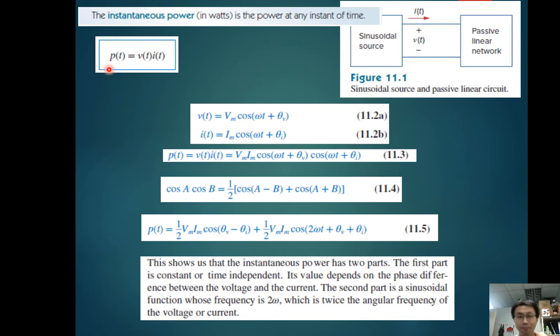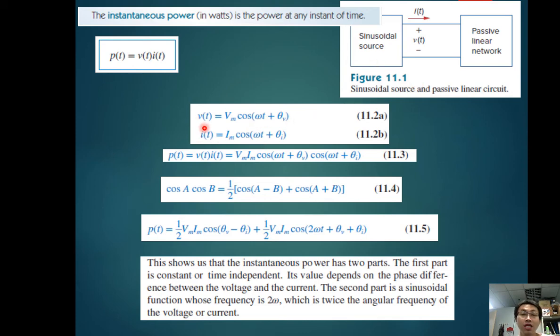So we see when we write p(t), we must have a t. And then P, we know that P equals VI. And then when we want to find the P at that time, we need to use the V at the time and the I at the time, multiplied together. So, a sinusoidal source and a passive linear circuit.